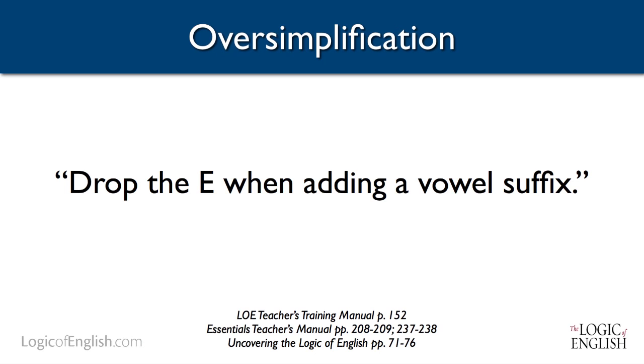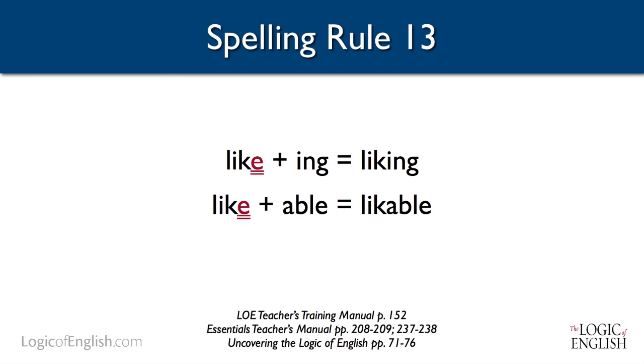How many of you learned the rule, drop the E when adding a vowel suffix? Now, maybe a few of you. This rule is almost correct. However, we need to know why the E was needed to know if we can drop the E or not. So let's take a look at a few example words. We have the word like. Why do we need a silent final E in like? To make the I say its name. And we can drop the E in like to make liking, and we can drop the E in like to make likable.